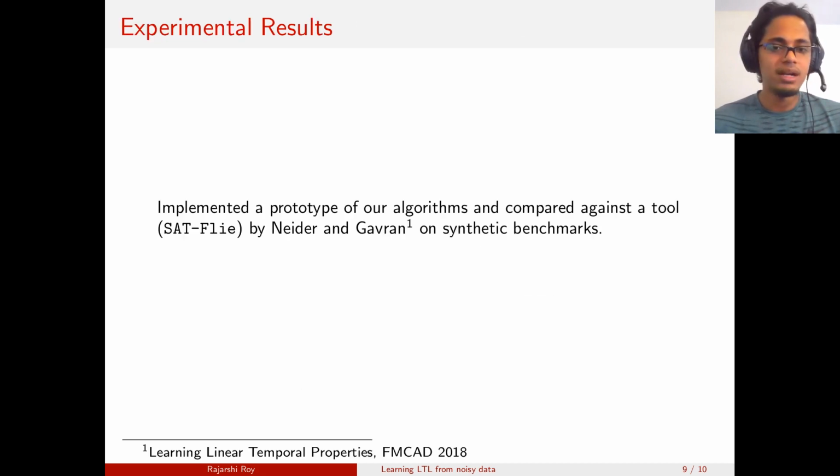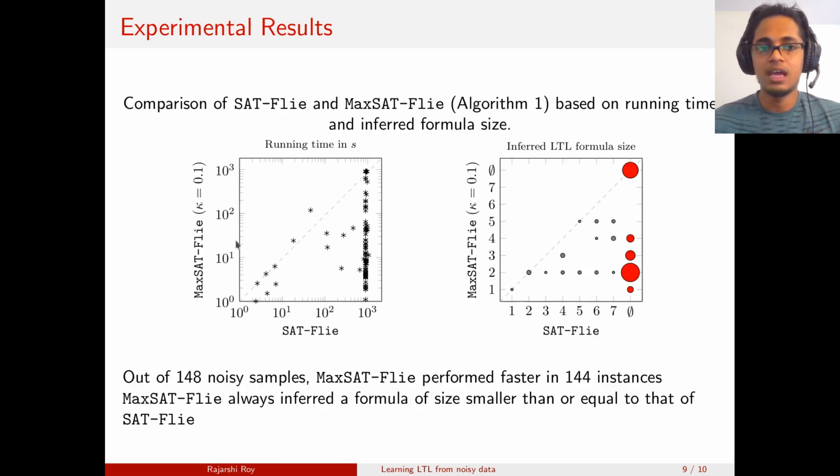Now we have implemented a prototype of both our algorithms. Further, we have compared our algorithms against the state-of-the-art LTL learning tool by Nieder and Gavran, which we refer to as SATFLI. We essentially wanted to evaluate the performance gain our algorithms achieve in the presence of noise. To provide a glimpse of the experiments, I will demonstrate one of the comparisons in which we compare our first algorithm, that is MaxSAT, with SATFLI.